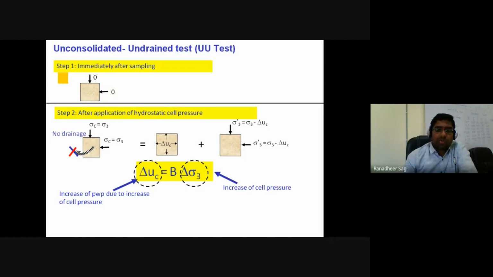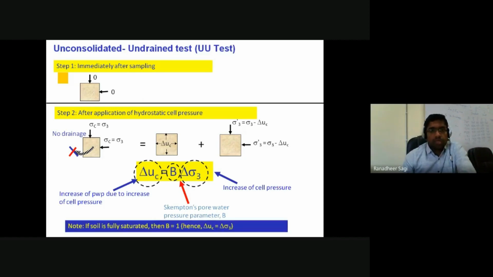How much was that corresponding cell pressure applied on the soil sample? Because of which, how much was your Skempton's pore water pressure parameter coming into picture, the B parameter, which we call it, where B is going to be equal to 1 when your soil is fully saturated, and the B value is going to be less than 1 when the soil is partially saturated. That is already what we have talked about in our last class.